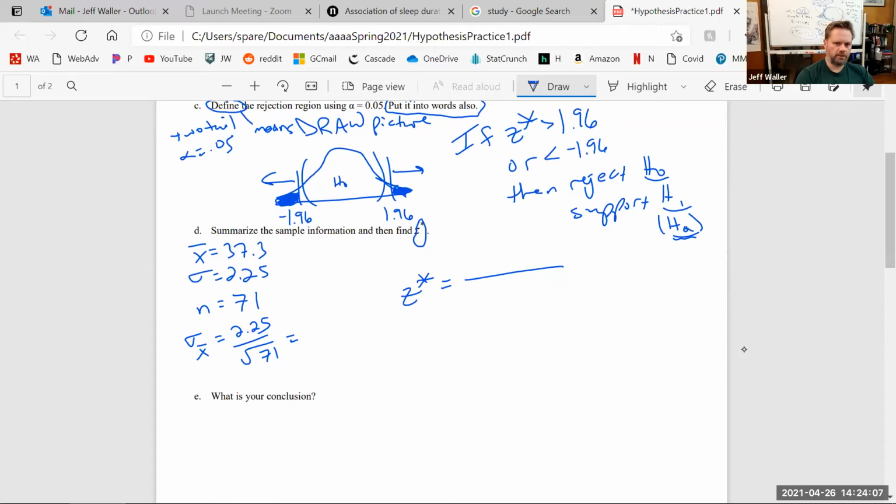Everybody with me? So I just got this from the write-up. Of course I have to do this. I always have to do this. Always, always, always, because I took a sample. I'm talking about sample means.